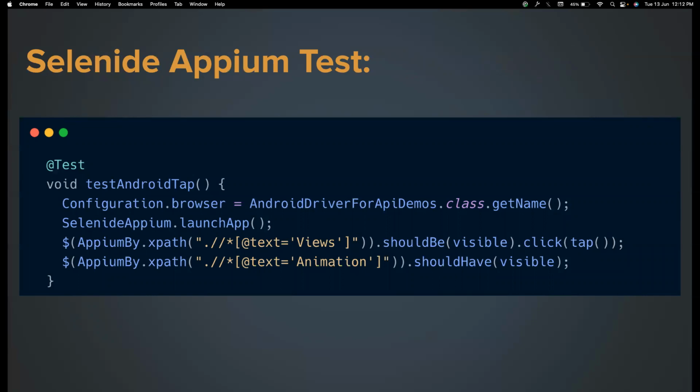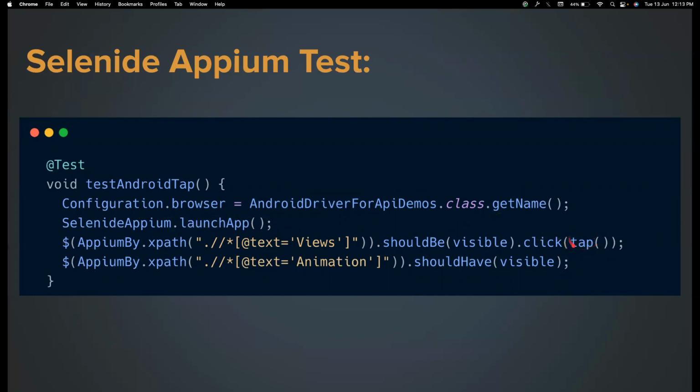So you basically define what the browsing strategy is, like what is the browser that you want to use. You define how you want to launch your apps. And then you simply call launch app. And then you can write dollar, which indicates find element. You find the element based on this XPath. You apply a waiting strategy of visibility. And then you click. But instead of clicking, you are performing a tap native event.